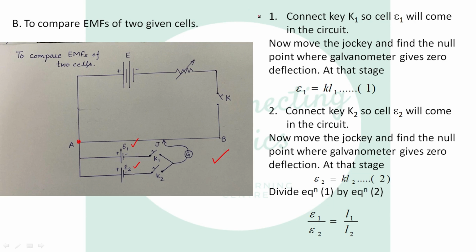Now, step number one: first of all, close key 1. Obviously we first have to close this key, only then does current start flowing from the positive terminal to the negative terminal of the circuit. Now connect K1 and open K2. That means the E1 cell will come in the circuit.